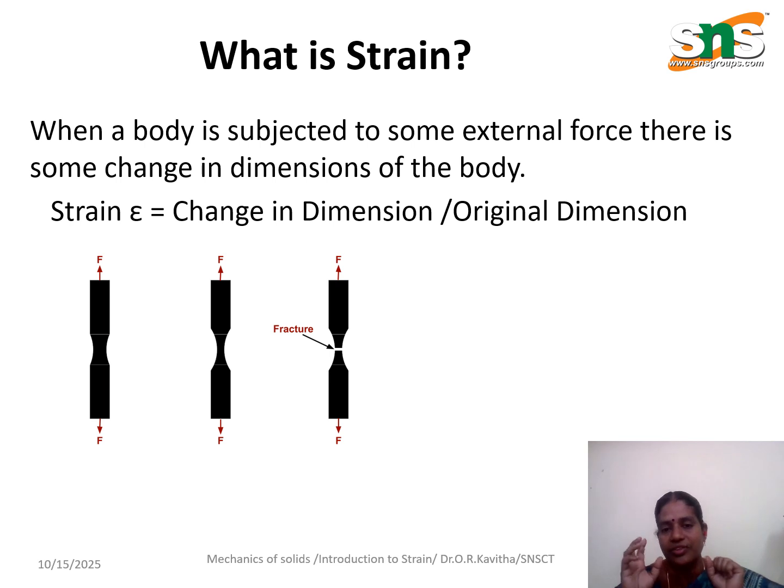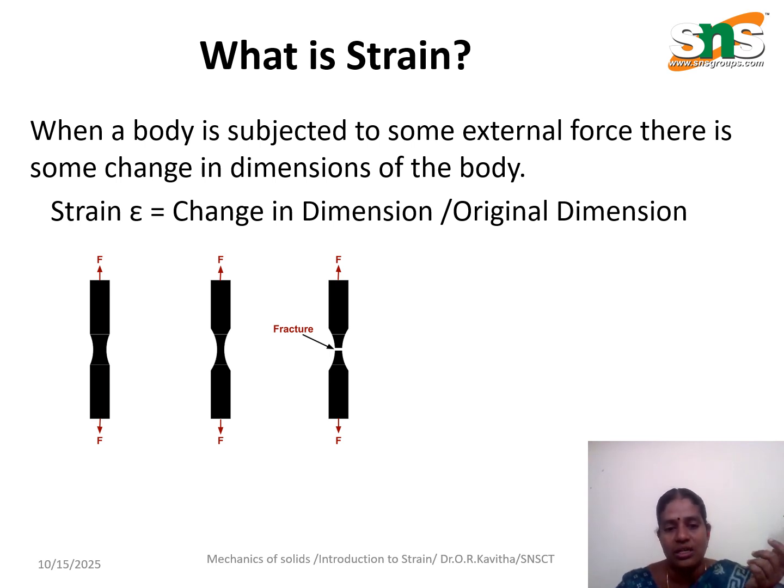Whenever we are applying any external forces on a body, automatically there will be a change in the dimension. Here you can see this is a tensile load applied on mild steel. If you keep on gradually increasing the load, then the deformation occurs at the center. This deformation we call strain.